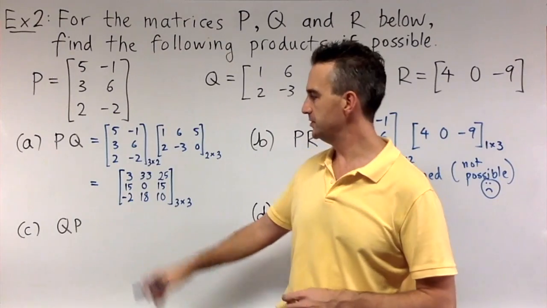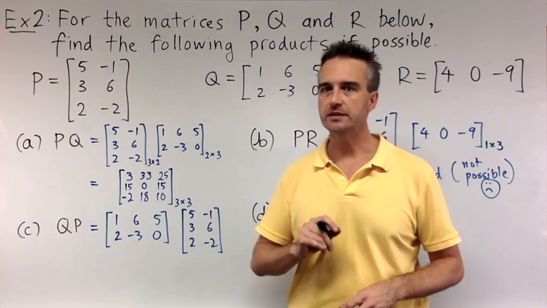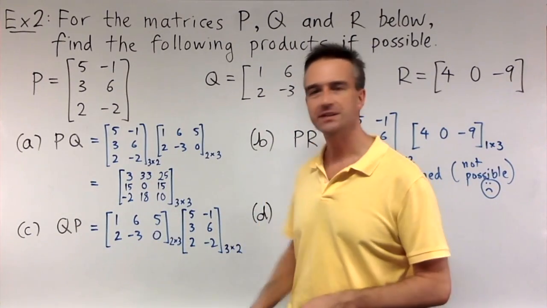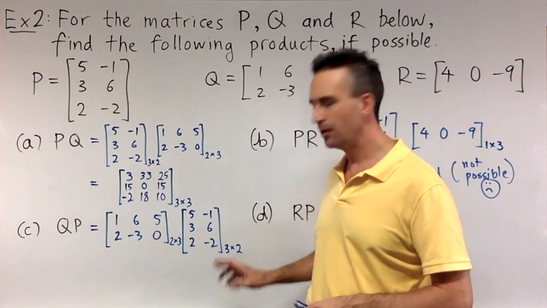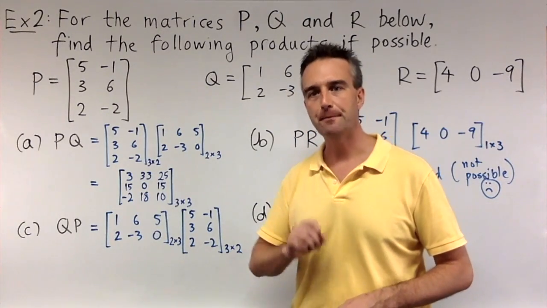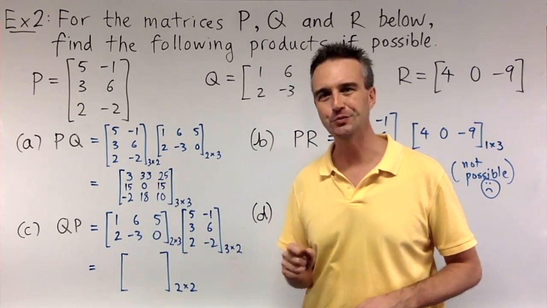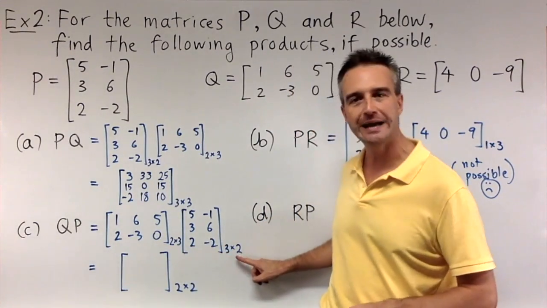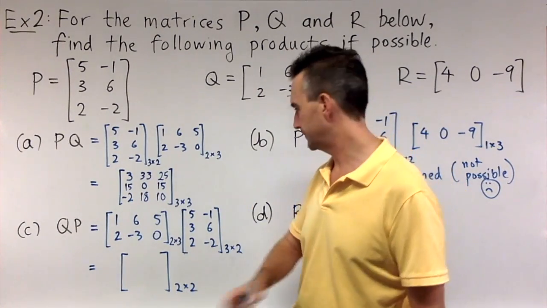C, moving on down to matrix Q times matrix P. Written out, there they are. Let's take a look at the orders of Q and P. So we have a 2 by 3 and a 3 by 2 matrix. The numbers inside are both 3's, they match up, so this matrix multiplication is possible, and it will give us a 2 by 2 matrix, given by these two outside numbers here, brought down to give us a 2 by 2 order. Let's do it.